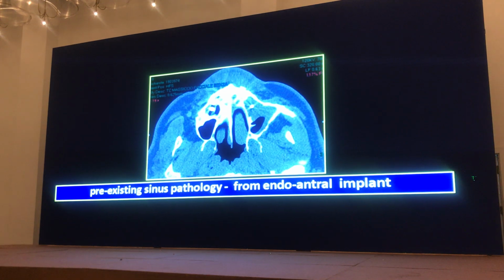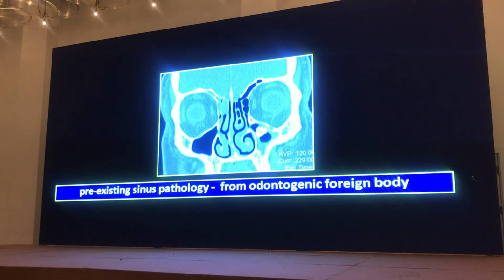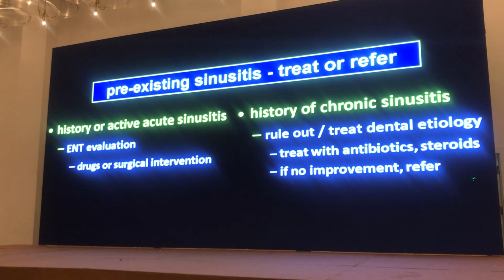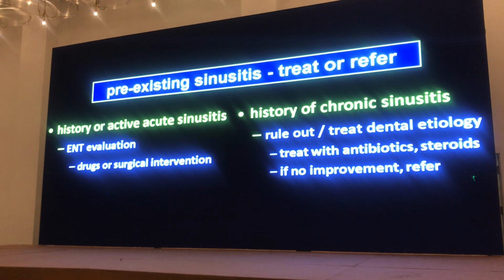This is sinus pathology from an infected implant that's in the sinus. That's causing the clouding in that sinus you see on the right side. Here, part of a tooth was sectioned, and part of it wound up in the sinus. We have inflammatory pathology relating to that tooth fragment. So you have to look at the patient's history and decide whether this is a patient that should be treated or should be sent to an ENT for evaluation.